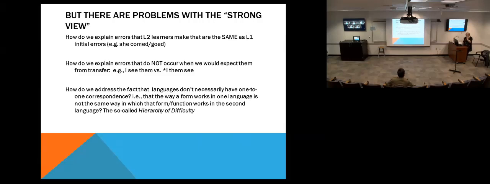So in this case, you had a nice, easy one. But what do you do when you've got languages that don't necessarily have a one-to-one correspondence? They don't look like this. The way the form works in one language is not the same way that the form or function works in the second language. It's going to be another problem, right? Because you don't really know what's going to happen. You can't predict what's going to happen if the structure doesn't even appear in the first language.